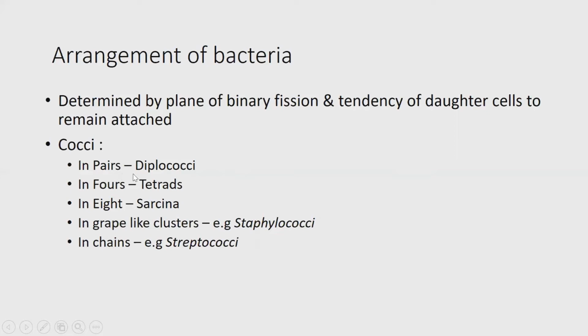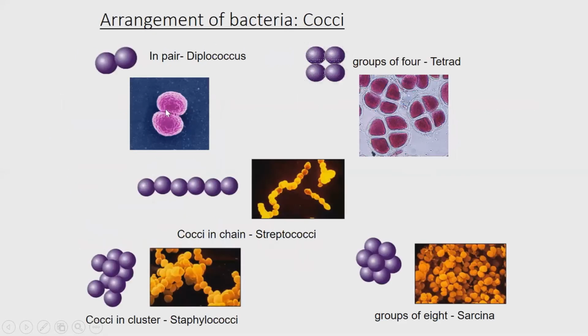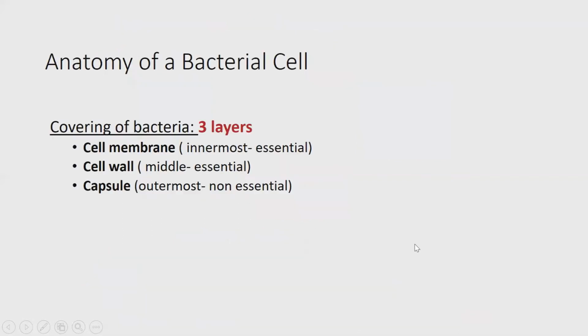So if they're in pairs, these are diplococci. Let me just show you the picture, it's easier that way. These two cocci form a diplococcus, and an example of it is Neisseria meningitidis. These are usually found as diplococci. Then there are tetrads. You can find cocci in a chain, then it's streptococci. You can find them in a cluster, for example staphylococci. And in groups of eight is Sarcina.